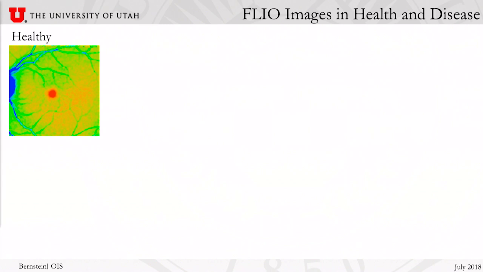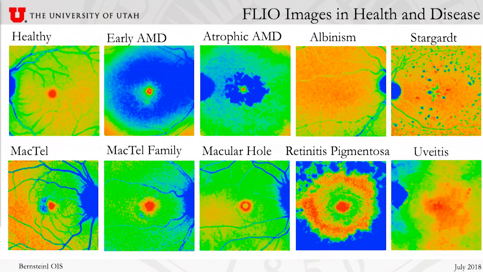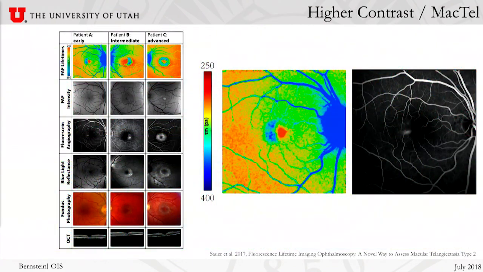This is a typical healthy eye with FLIO. The central reddish spot is the macular pigment. The orange-green background is the lipofuscin, while the blue is the optic nerve and the vessels. If you compare that to a number of other pathologies, we see a wide range of different images, ranging from AMD and albinism, for example, which has no macular pigment, to MacTel and retinitis pigmentosa and uveitis. We see many new patterns with this technology, and I'll go into these in a little more detail.